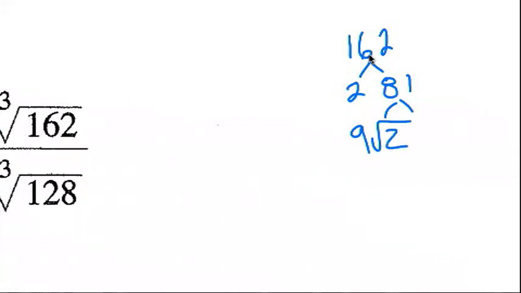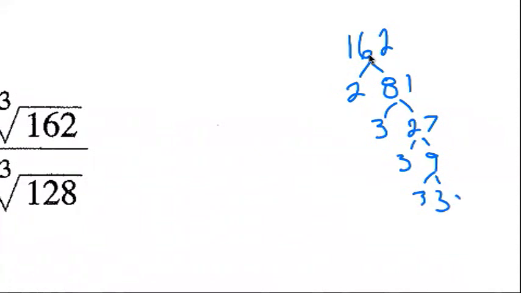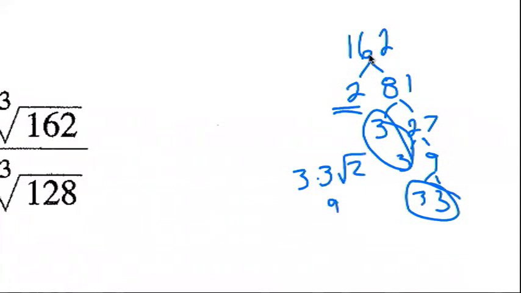If you need to see it further though, just in case, here we go. This is going to be 3 times 27. This is going to be 3 times 9 and 3 times 3. There's a group of 2. There's a group of 2. Those two are going to come out. 3 times 3. Left with a lonely 2, or 9 square root 2.